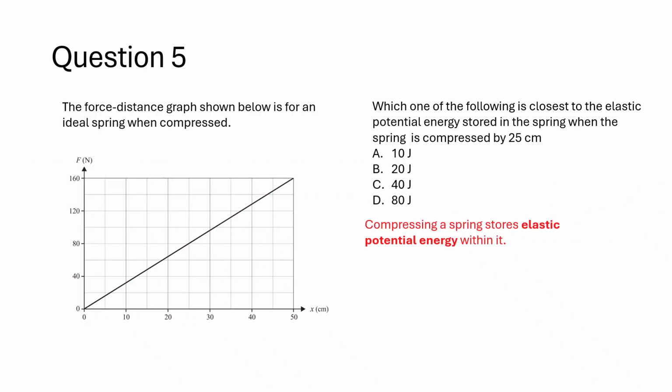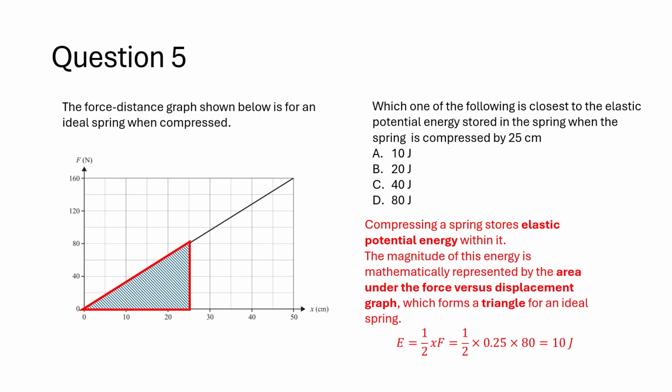Compressing a spring stores elastic potential energy within it. The magnitude of this energy is mathematically represented by the area under the force versus displacement graph, which forms a triangle for an ideal spring.